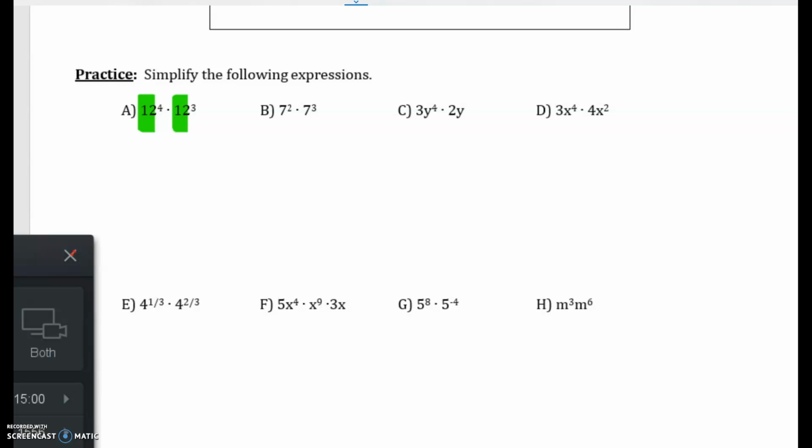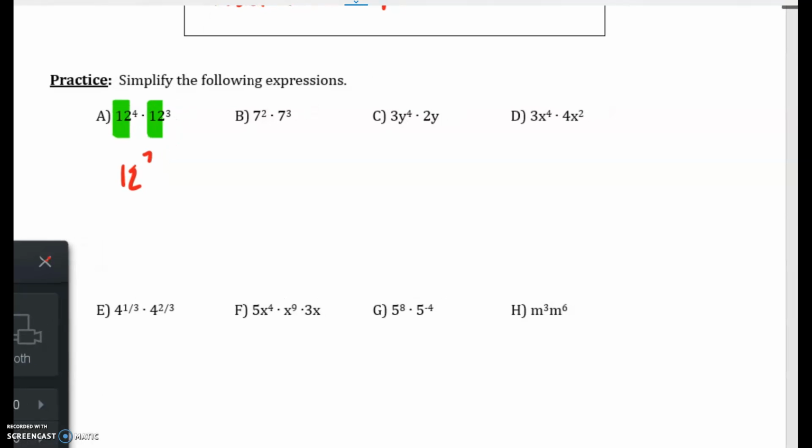Then the rule is to add the exponents. So 12 to the 4th times 12 to the 3rd could be simplified as 12 to the 7th. Now, later on, we'll actually figure out what 12 to the 7th is, which is a really big number. Looks like it is 35,831,808 using a calculator. But right now, I'm just practicing doing the exponent rule.